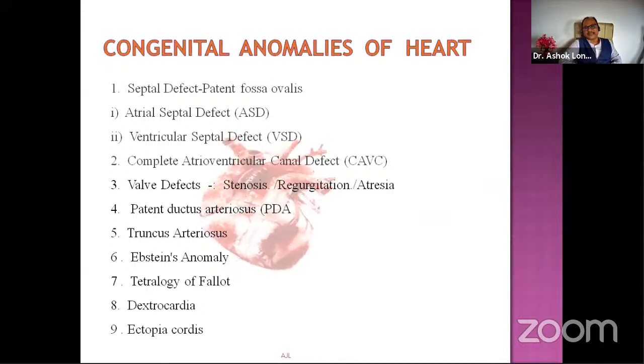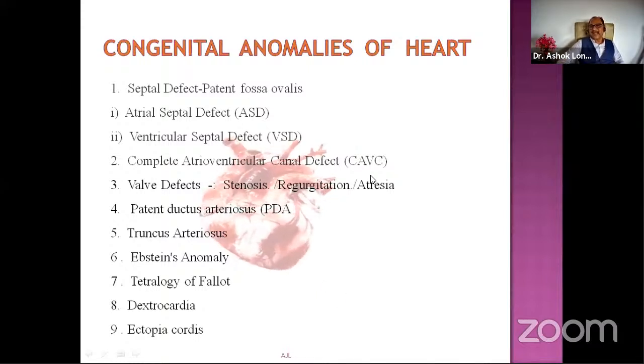These are the defects which are there since birth, and these defects occur during the development of the heart. The first is septal defect, that is a patent fossa ovalis. That is a septal defect. As I told you, I've shown you many parts. Similarly, every part has its own disease or defect. Atrial septal defect, so we are going to discuss all this.